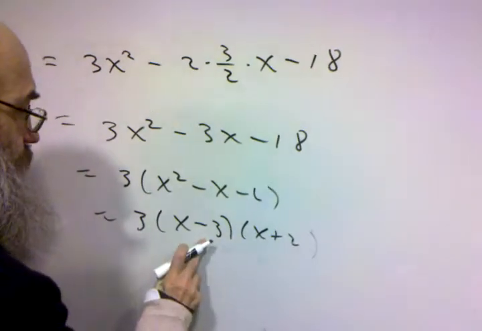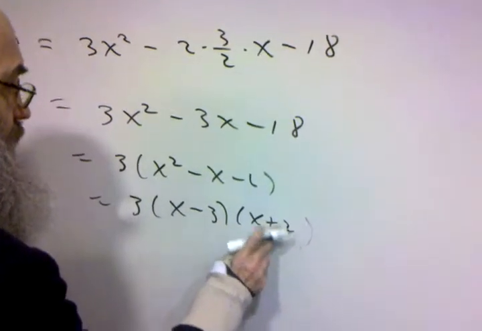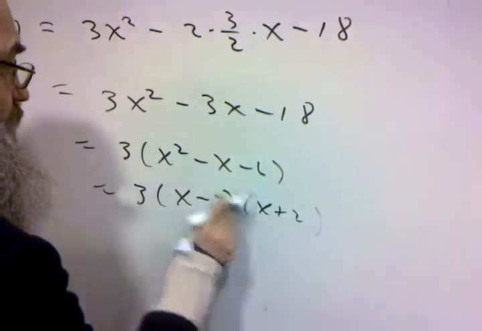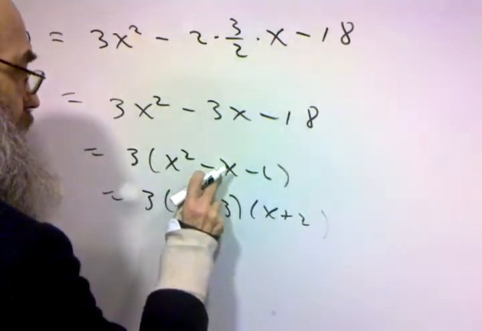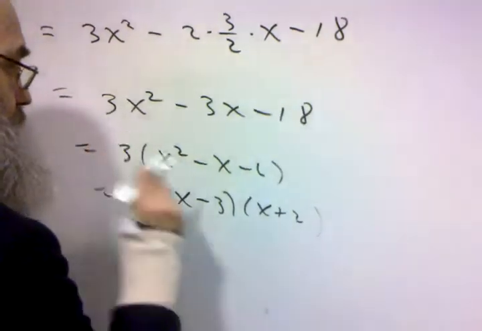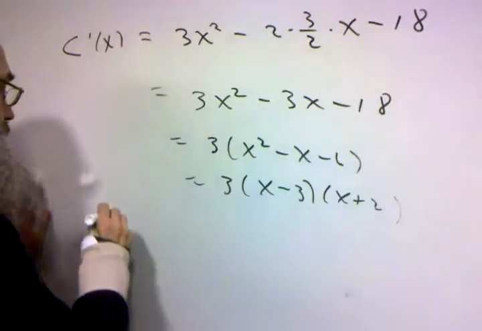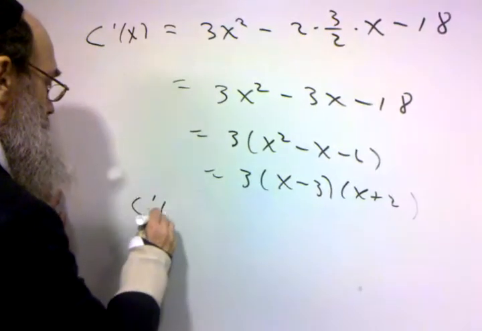Why? Because minus 3 and plus 2 multiply to be negative 6, and they add to be negative 1. This is the sum of the two numbers, and this is the product of these two numbers. Now we want to find a relative max or relative min. We set it equal to 0.